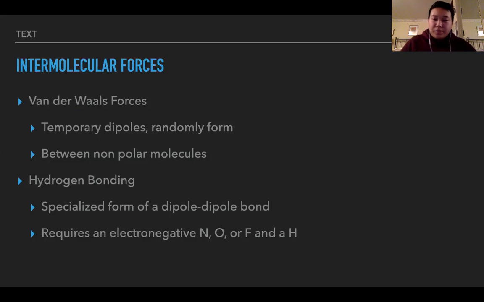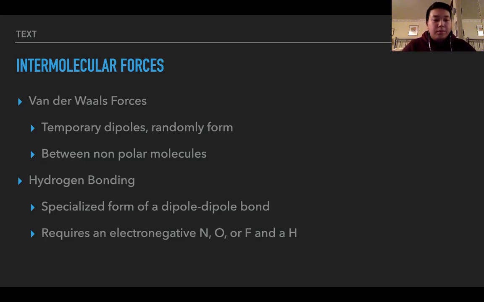Lastly, for van der Waals, they're between nonpolar molecules. That's because polar molecules have a lot more stability between them because they have much stronger intermolecular forces. And that's also because nonpolar molecules don't have a dipole, which means these temporary, random ones can form whenever.